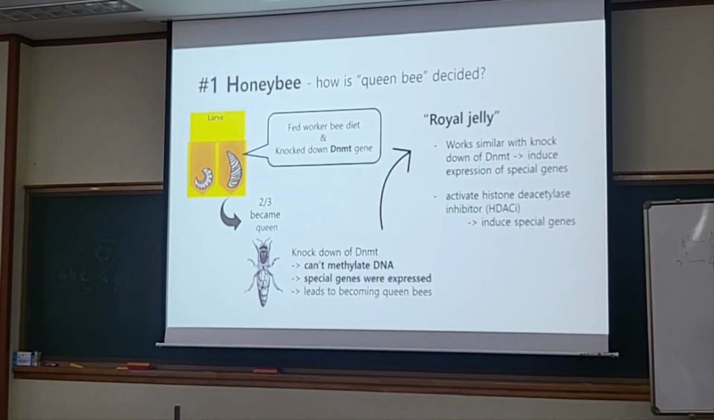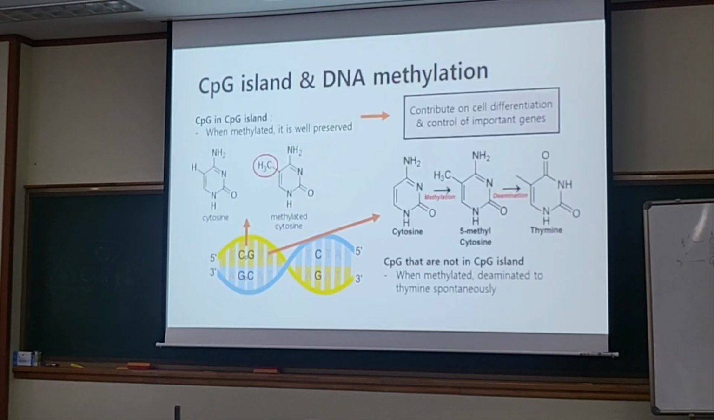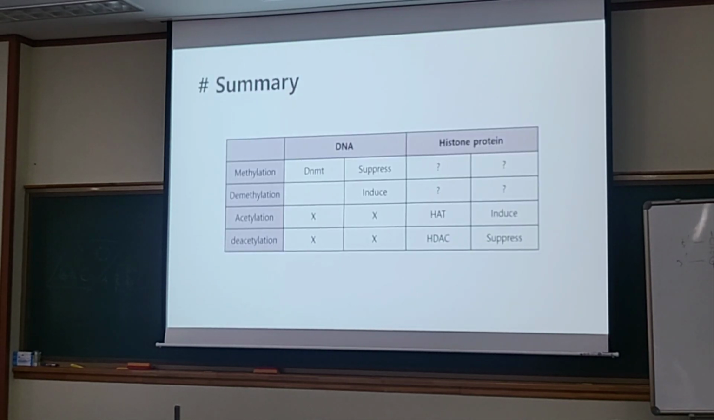Then we have several things: DNMT, DNA methyltransferase, and we heard HAT. This is the histone side, right? And histone deacetylase. These three enzymes have roles. If this goes up, gene expression goes down. If this goes up, gene expression goes up. If this goes up, gene expression goes down. That is the general trend: DNA methylation and histone methylation are kind of clearly defined this way.